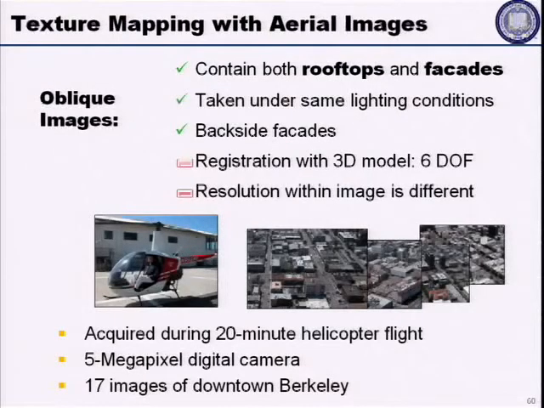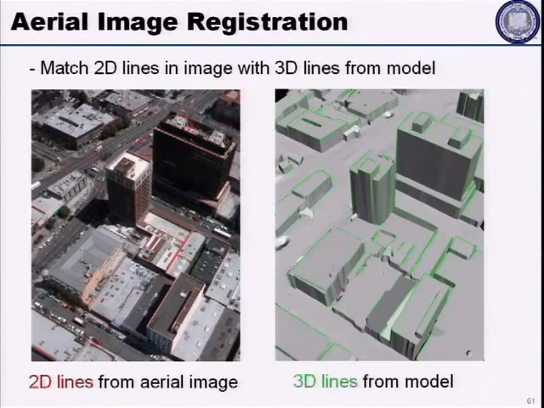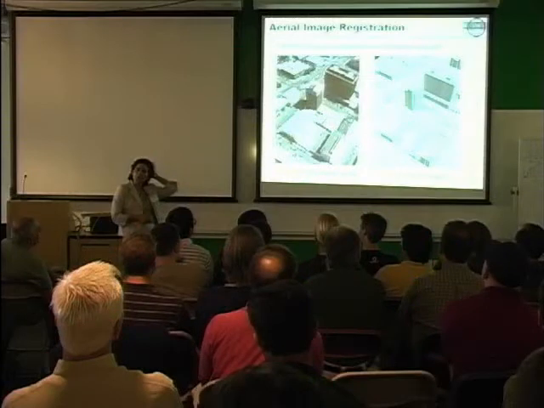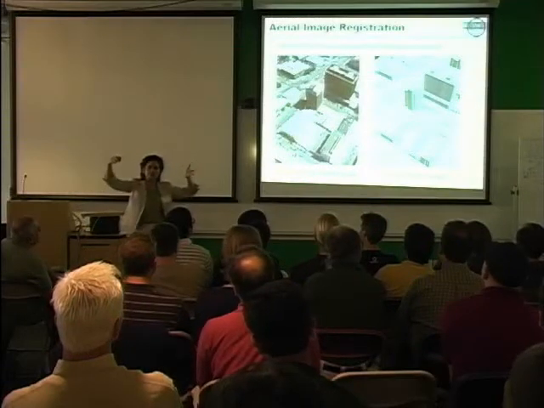And the next is texture mapping from aerial images. So this is the helicopter, and we did a 20-minute ride with a 5-megapixel digital camera, 17 images, from both rooftops and facades. So now the question that this gentleman asked comes up: how do we determine the pose of those airborne images?